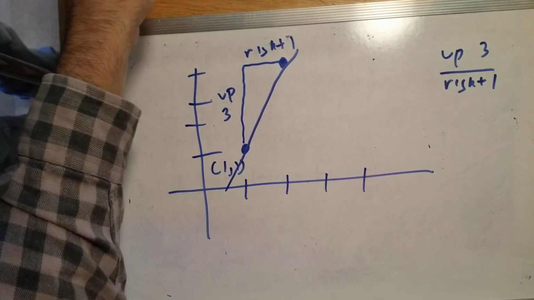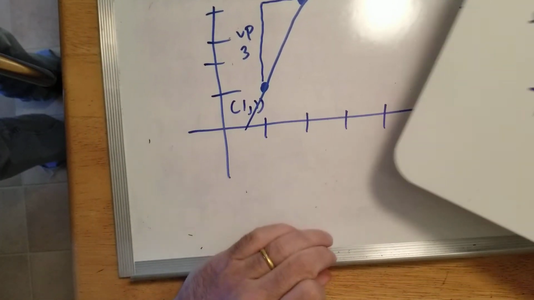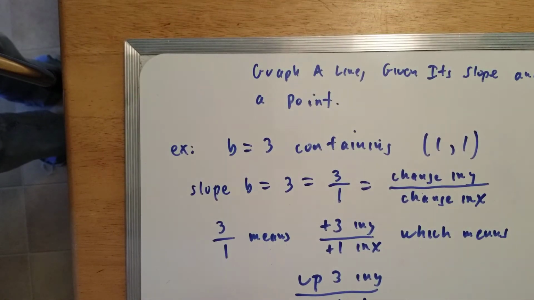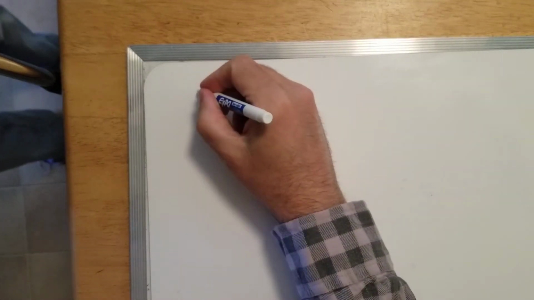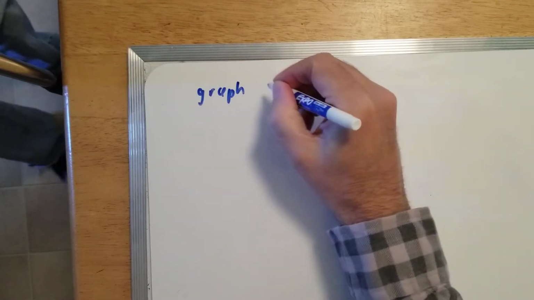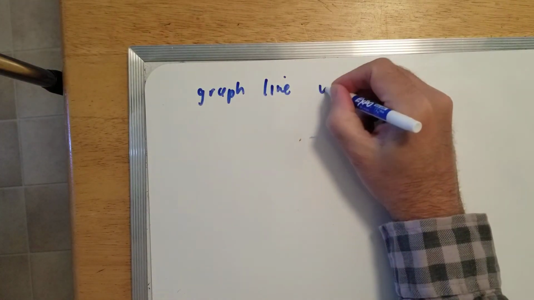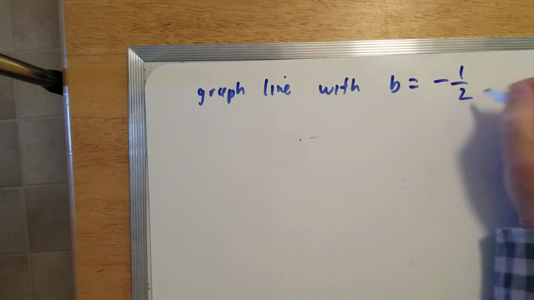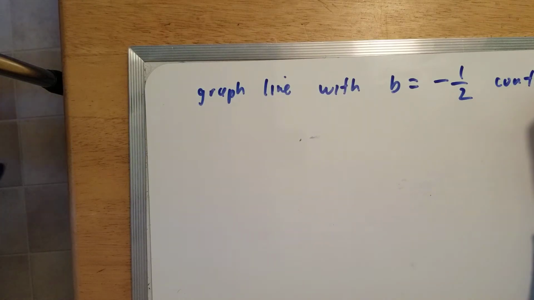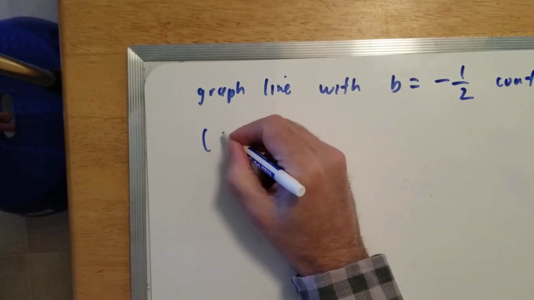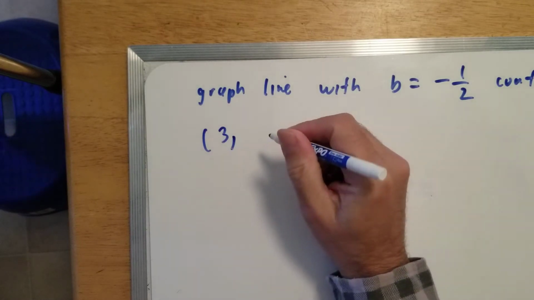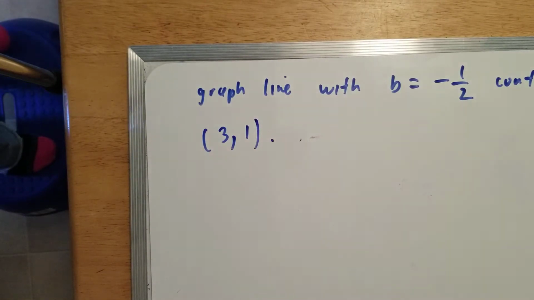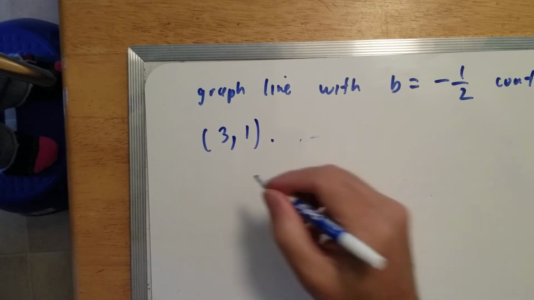Okay. I want to do one more example. Okay, so here's another example of this. So let's say I want to graph the line with slope m equal to negative 1/2, containing the point (3, 1). Okay, so again, I'm going to start with interpreting the slope.